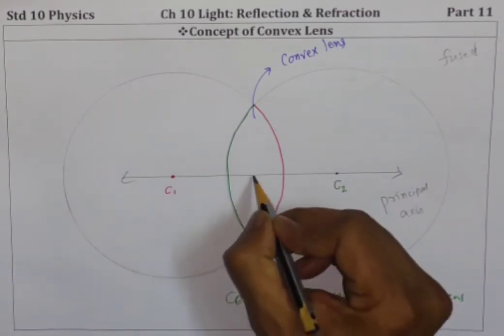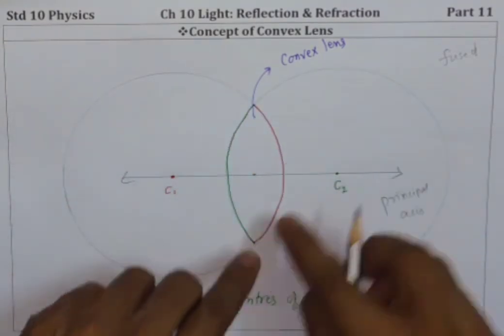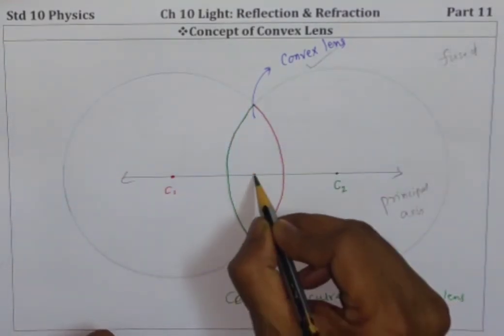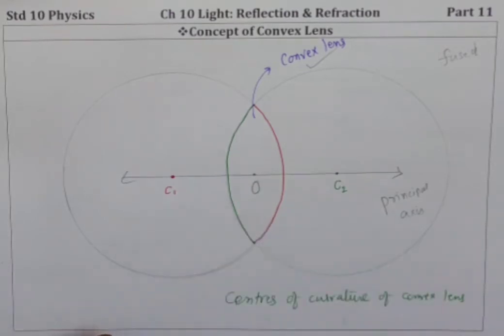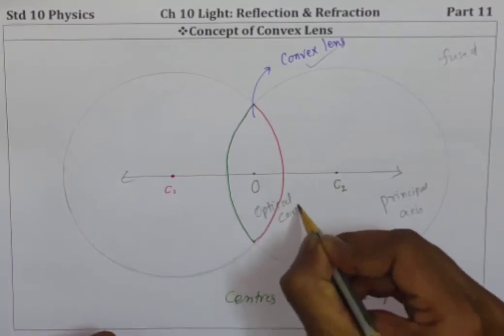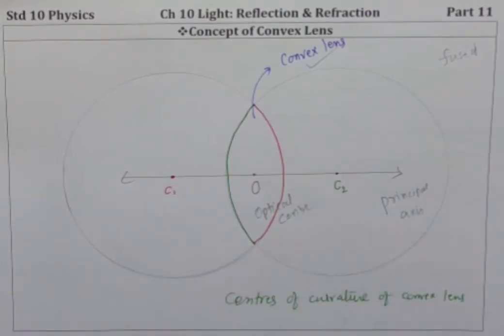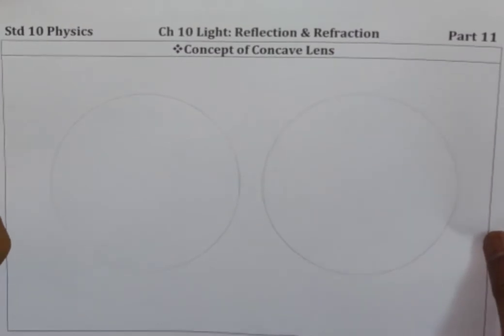Now there is a point which is the central point of this lens, which lies on the principal axis, symbolized as O, and it is called the optical center. What is it called? Optical center of the convex lens. Is that clear to you, children? Let's see the concept of the concave lens.